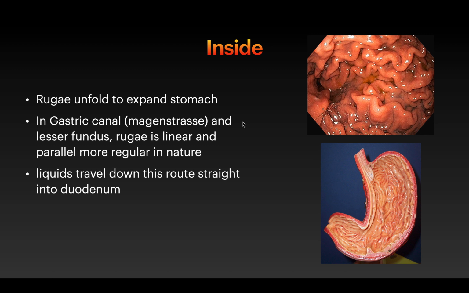The gastric canal is also called the Magenstrasse, and along the lesser curvature the rugae are linear and parallel and a lot more regular in nature, as you can see here. See, it's linear, it's regular, and over here they're just kind of going wild. Why is that, right? It's so whenever you drink liquids, they can just travel down this route and be directed straight into the duodenum.